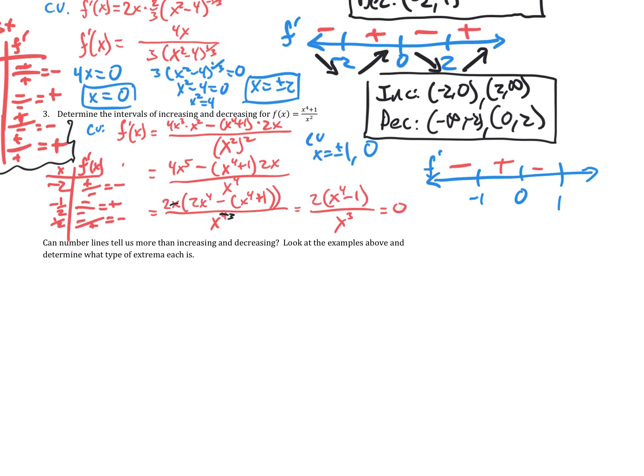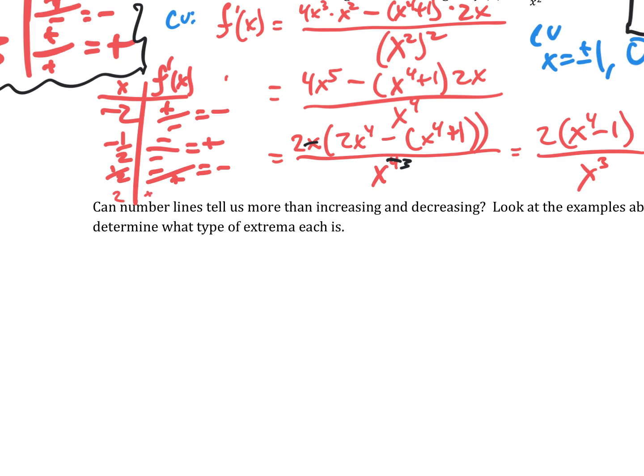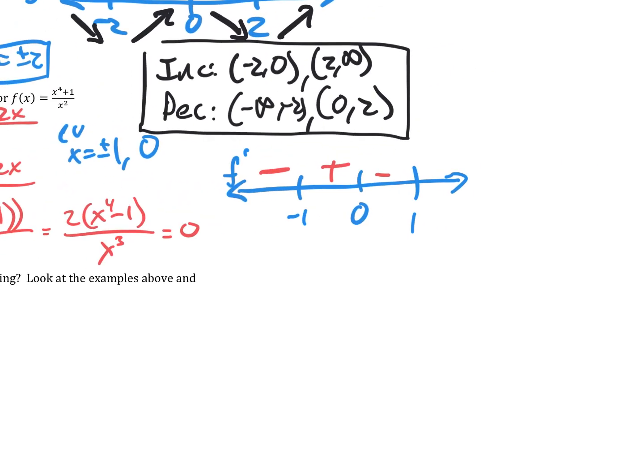Plug in a number like 2. 2 is over here. Okay, so plug in 2. 2 to the fourth is going to be whatever, 16. Minus 1 is positive. So that's good. That's positive. Plug in 2 on the bottom, it's positive. So when we plug in 2, we get positive over positive, which is positive. Okay, there you have it.